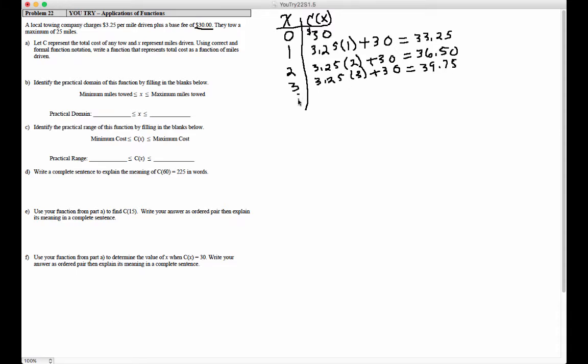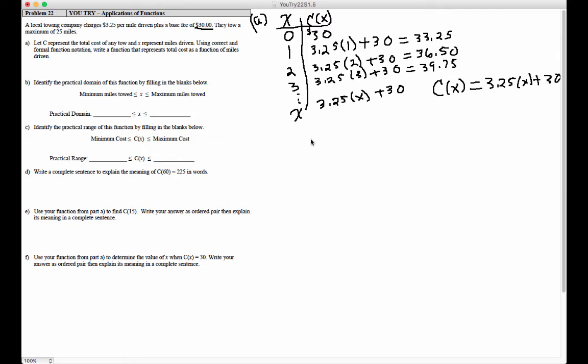So that's going to be $39.75. If they tow you X miles, where X is less than 25 in this case, that's going to be 3.25 times X plus 30, and by Jove, that's what they're looking for in part A here. So this is my part A. They're saying give us the formal function C of X. So C of X is equal to 3.25 times X plus 30.